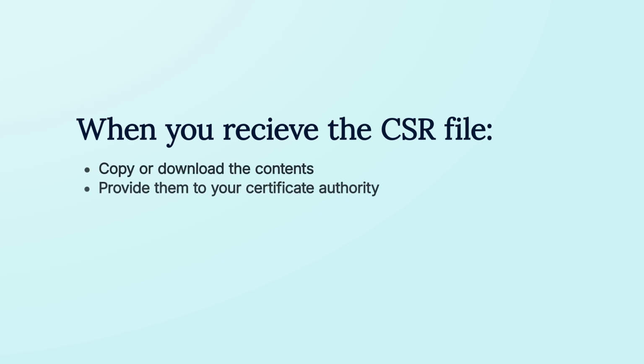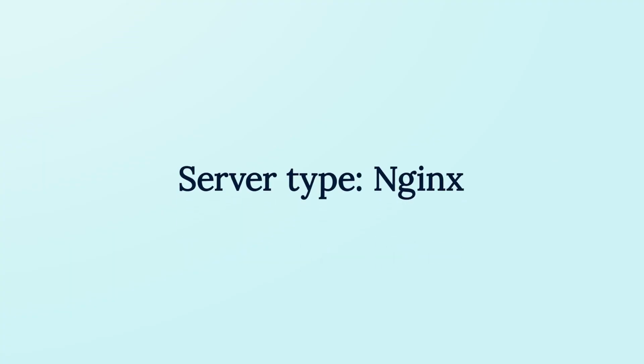You can either copy the contents or download the file and then provide the CSR to the certificate authority where you're purchasing your SSL certificate. WP Engine doesn't sell SSL certificates, so this will be a separate provider. As you go through the purchasing process with your chosen certificate authority, they may ask you for the server type. If they do, choose Nginx.